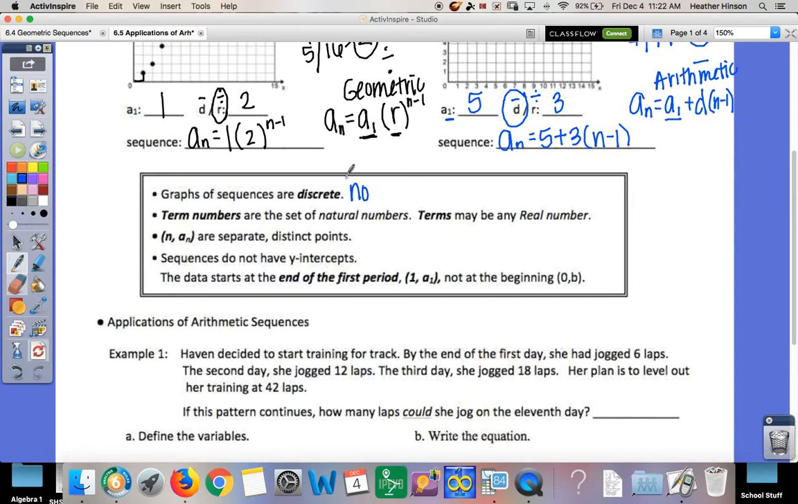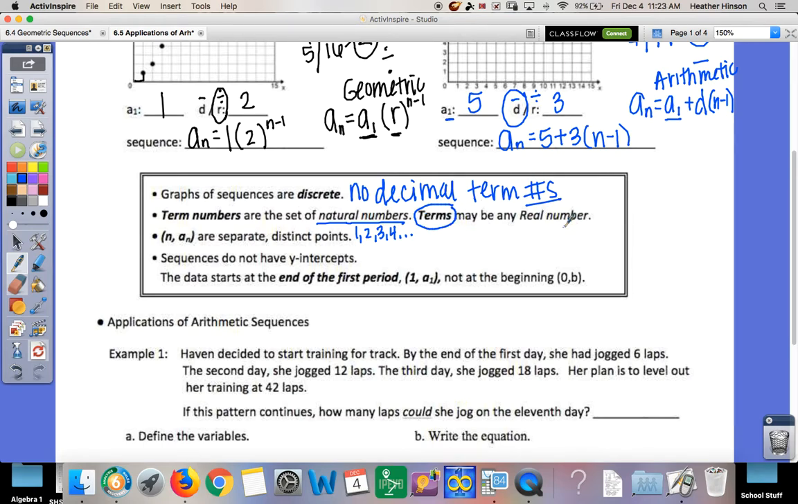Yeah, so your term numbers are going to be 1, 2, 3, 4, etc. No decimal term numbers. Your term numbers are just going to be the natural numbers, 1, 2, 3, 4, etc. Your terms can be anything.